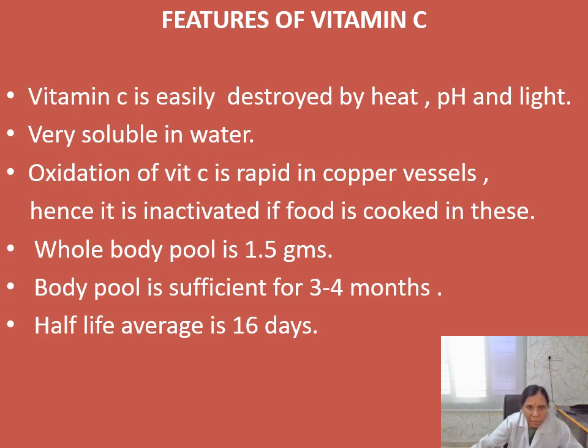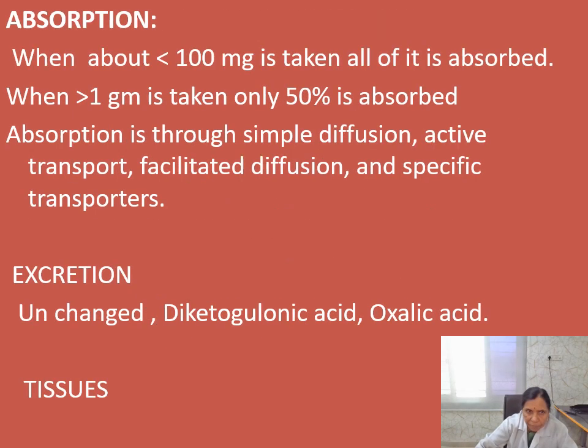This vitamin C is easily destroyed by heat, change of pH, and light, and it is very much soluble in water. Oxidation of vitamin C is rapid in copper vessels. Hence, it is inactivated if food is cooked in these vessels. The whole body pool of vitamin C is 1.5 grams. The body pool is sufficient for 3 to 4 months, and the average half-life is 16 days.